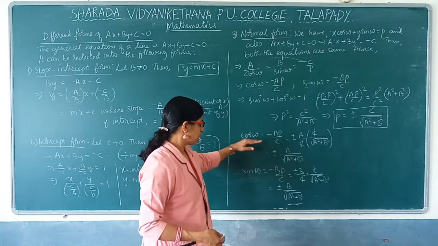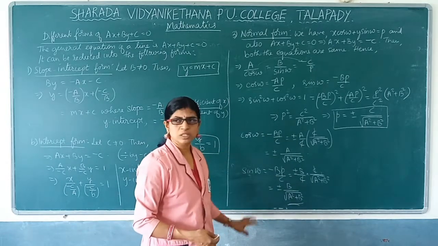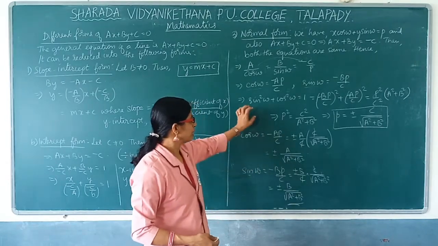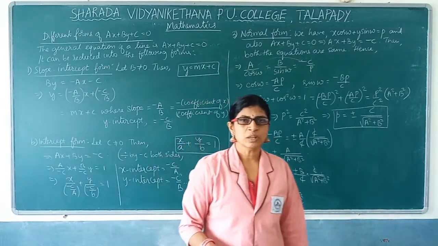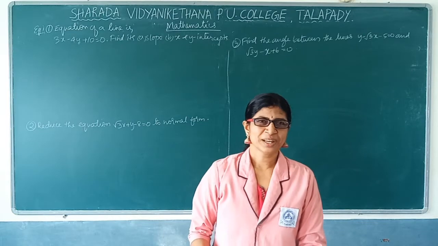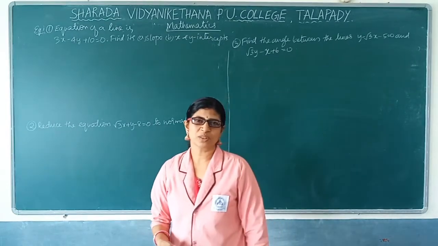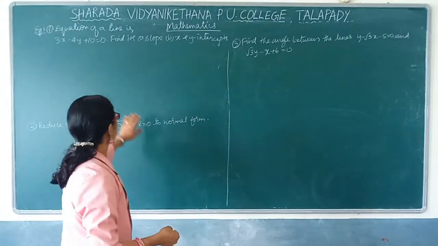We have got sin omega and cos omega. So if the equation is given in this form, you can write what is sin omega, what is cos omega, and what is p with respect to the equation given. Okay, now let us see some problems based on the concepts just studied.